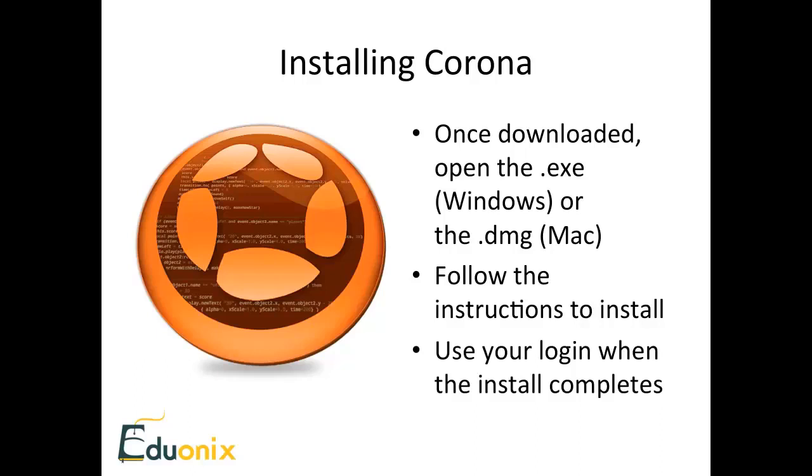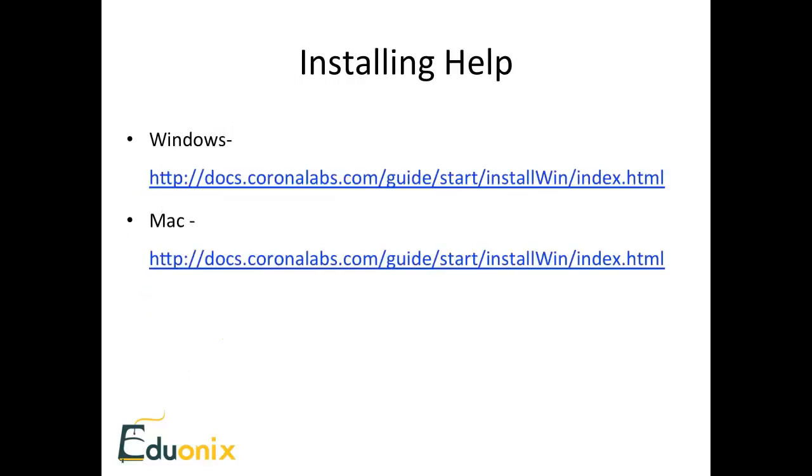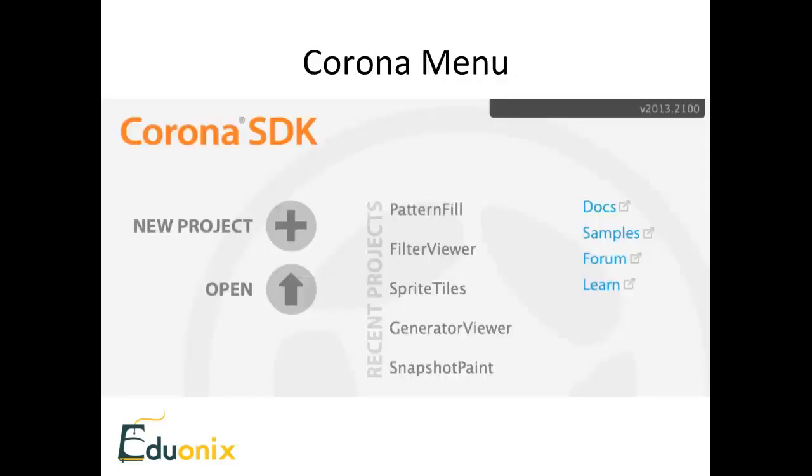Once the installation is complete, it's going to ask you for the login that you just created. So please put in your login credentials, and this will take us to the main screen of Corona. So the main screen for your Corona should look something similar to this. And I'm going to go ahead and open Corona to show you what it looks like on my Mac.